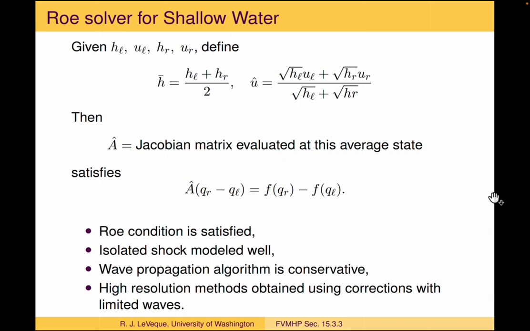So if you define your average in this way, then this Roe condition is satisfied, that A hat times the jump in Q equals the jump in F. And so we have these nice properties. An isolated shock is modeled well, the wave propagation algorithm is conservative, and we can use these waves and speeds to also define higher order correction terms and apply limiters.